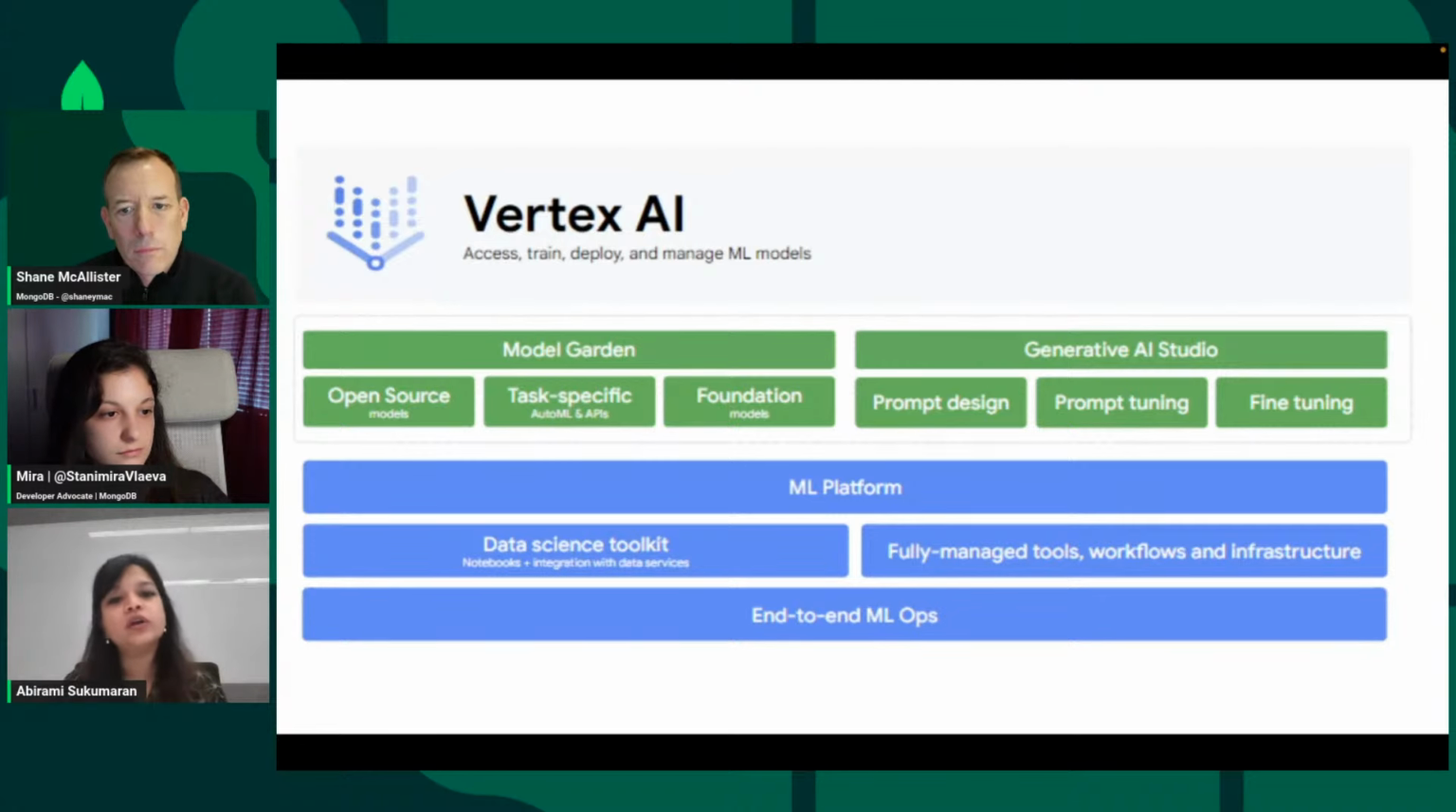And then the bottom part in the blue stack is everything that was already there: the ML platform itself, the MLOps, the entire CI/CD cycle, retraining, and all that is available as part of Vertex AI. Sorry for the long answer to a straightforward no question.